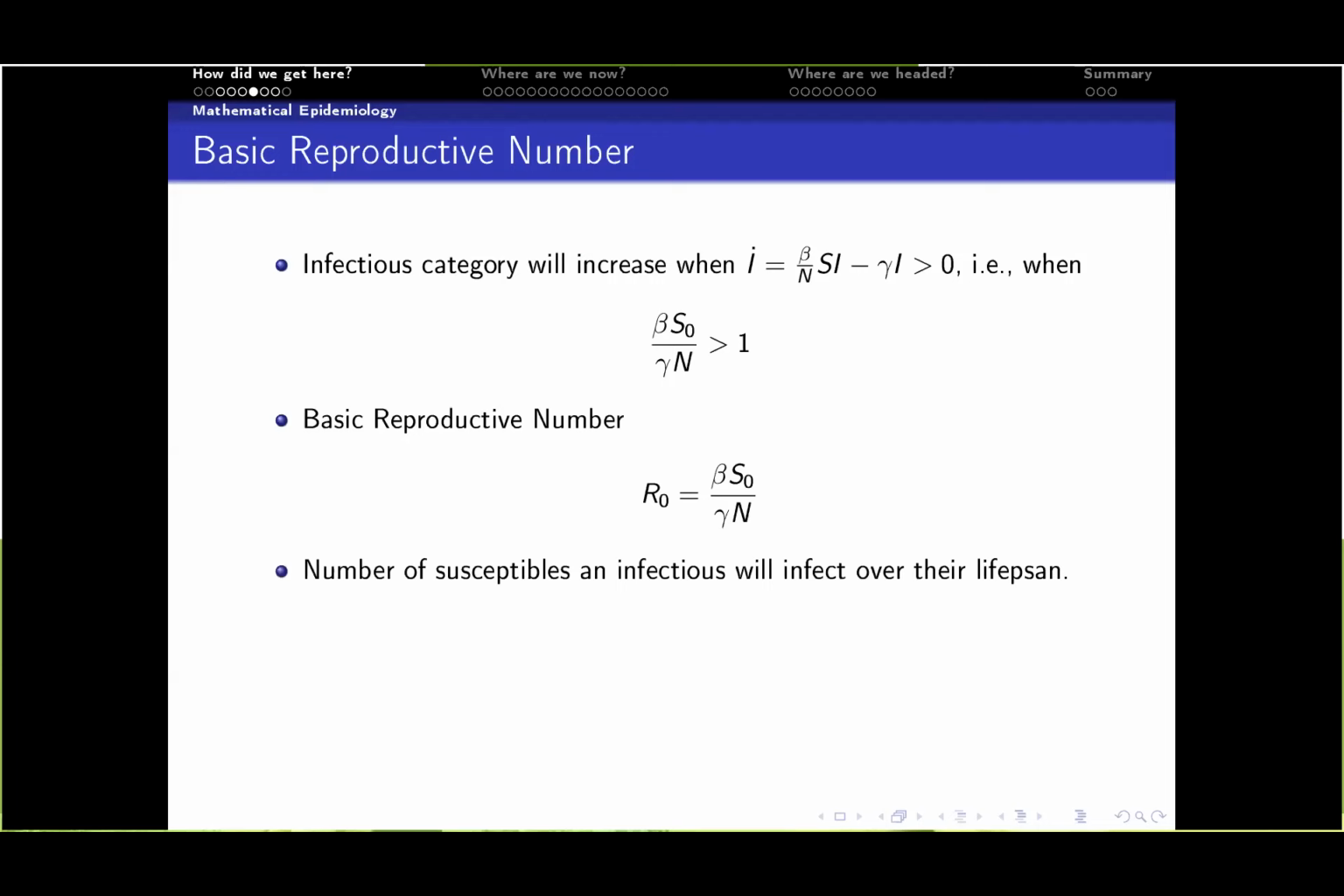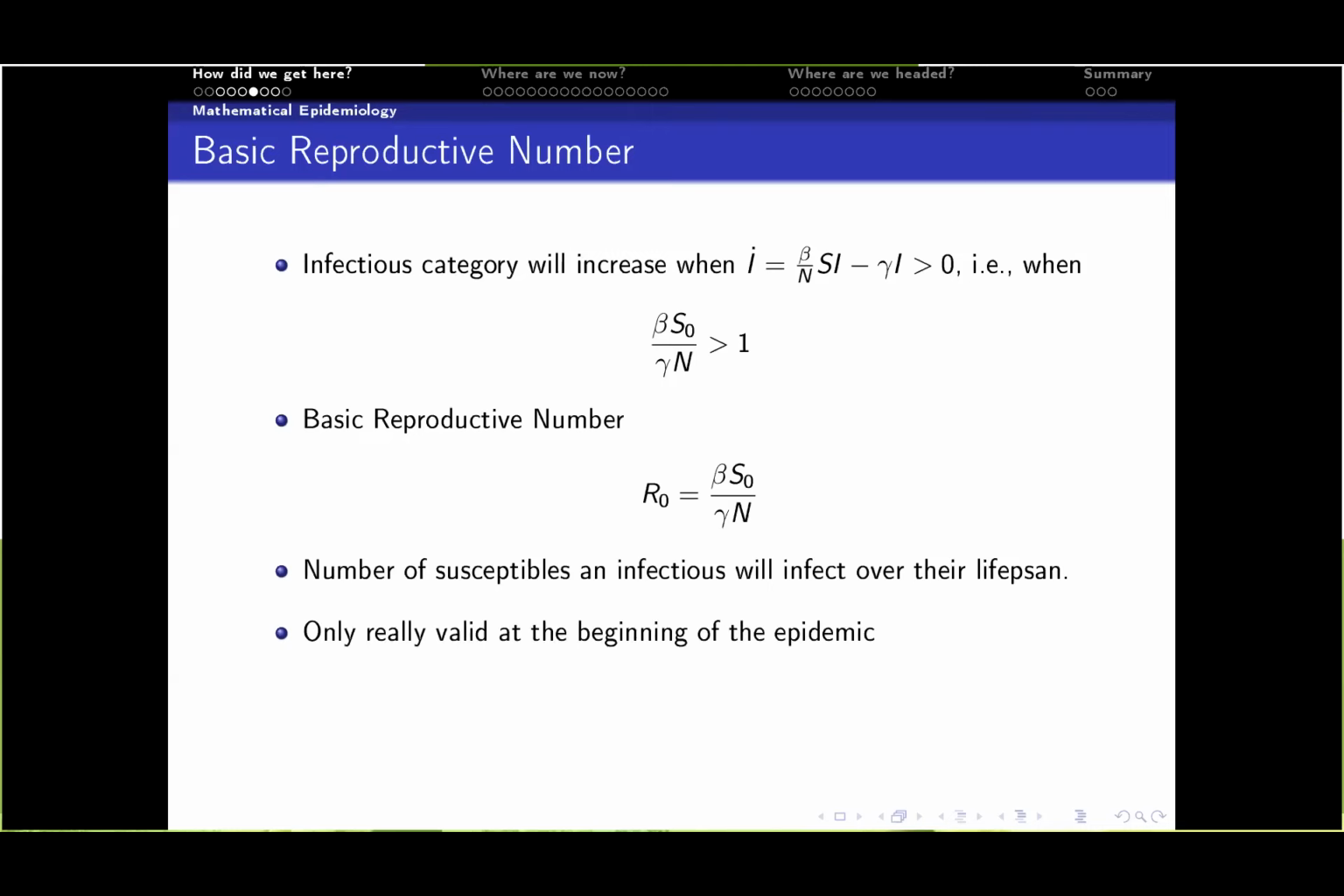Does infected go up? The other way to think about this is it's the number of susceptibles an infection will infect over their lifespan. Okay, so beta is the infection rate, and then gamma is the recovery rate, and so that ratio will give you basically the number of people that it's going to infect over the time it spends in the infectious category. Okay, so obviously, if you have an R naught of 2, that means that somebody is infecting 2 other people, which of course leads to growth in your infectious population.